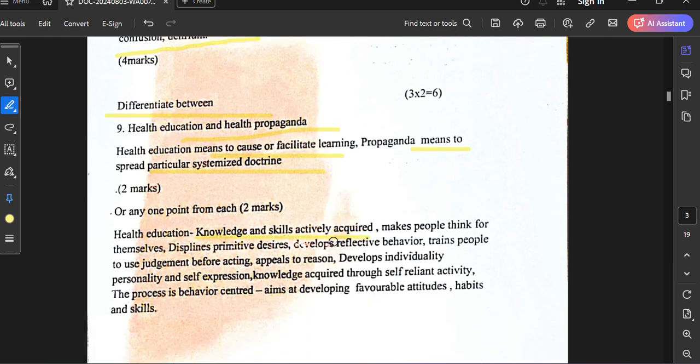Health education means having the knowledge and skills actively acquired, makes people think for themselves, disciplines primitive desires, develops reflective behavior, trains people to use judgment before acting, appeals to reason, develops individuality, personality and self-expression, knowledge acquired through self-reliant activity. This process is behavior-centered, aims at developing favorable attitudes, habits and skills. So health education is basically a primordial way of prevention, whereby we create healthy habits and favorable attitudes.